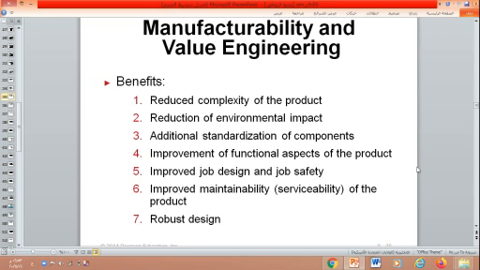What are the main benefits of manufacturability and value engineering? First of all, it will reduce the complexity of the product, reduce the environmental impact, add standardization of components so we can use them in different models, improve functional aspects of the product, improve job design and job safety, improve maintainability of the product, and of course it will provide a robust design.